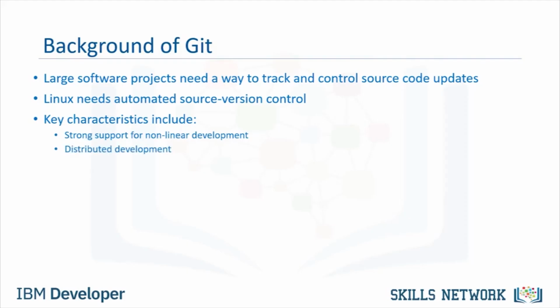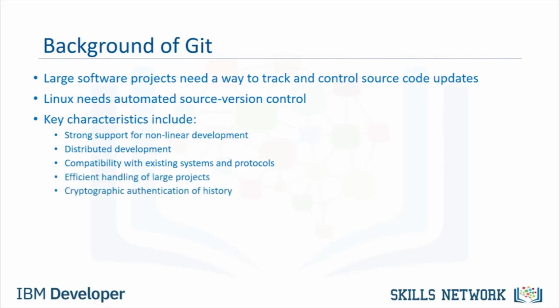Distributed development. Each developer can have a local copy of the full development history. Compatibility with existing systems and protocols. This was necessary to acknowledge the diversity of the Linux community. Efficient handling of large projects. Cryptographic authentication of history. This makes certain that distributed systems all have identical code updates. Pluggable merge strategies. Many pathways of development can lead to complex integration decisions that might require explicit integration strategies.